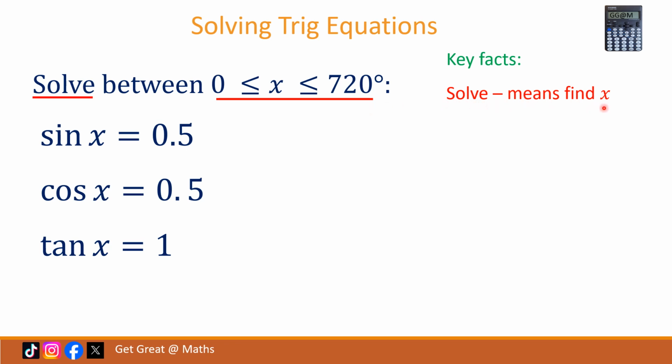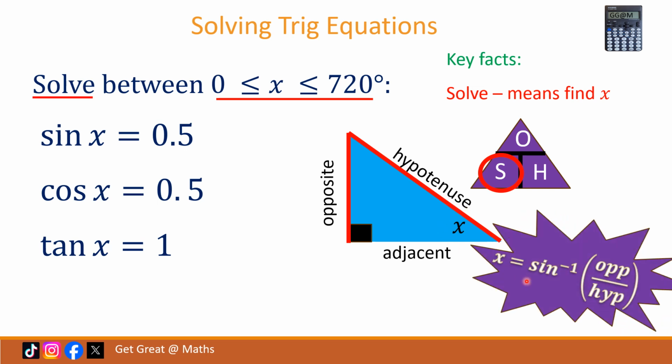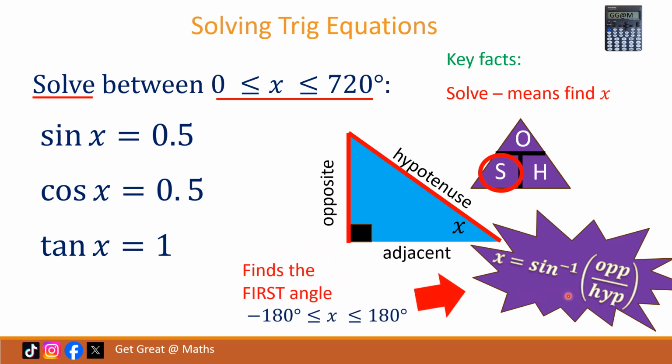Now when we've done find x in the past, we've used trigonometry, and then you've come down to an equation where sine x or cos x or tan x equals a value, and then to find this missing value here you have to identify the correct trig function. In this case it is the sine one because we've got the opposite and the hypotenuse, and to find this missing value here x, we have to do sine to the minus 1 of the opposite divided by the hypotenuse, which will give you an angle, and this will give you your first angle, which will be an angle between minus 180 and 180 degrees.